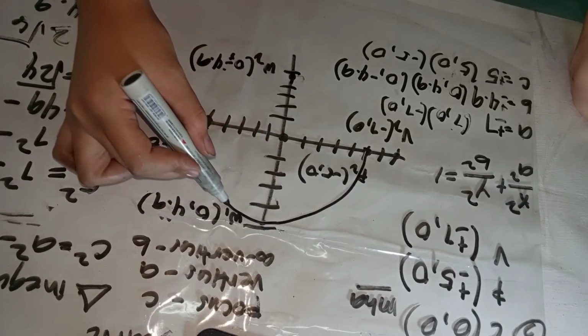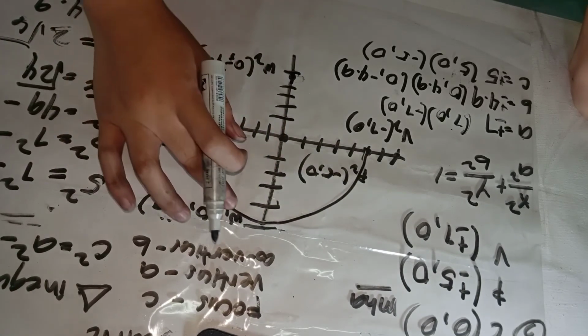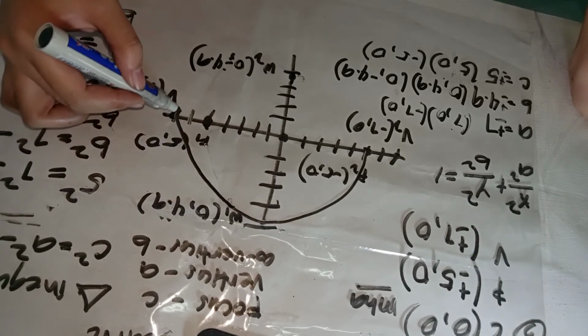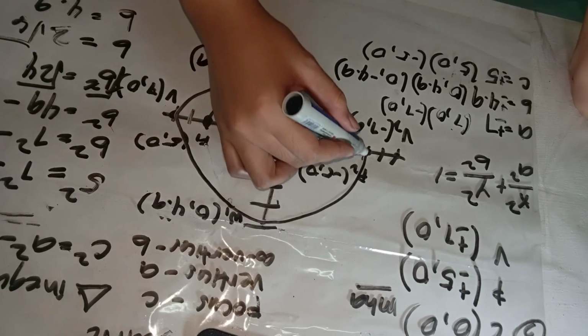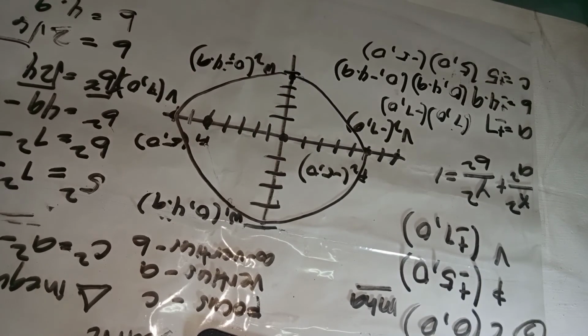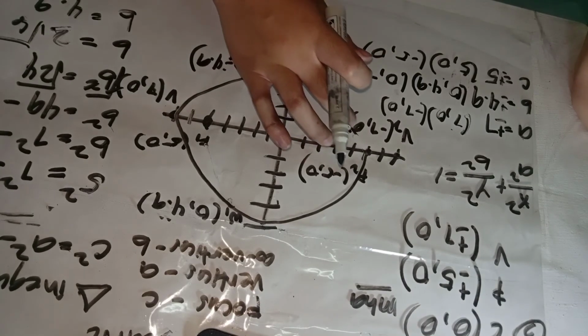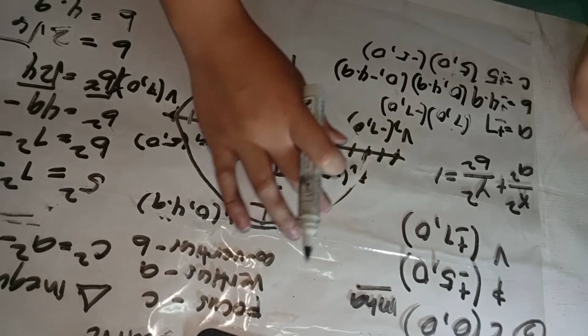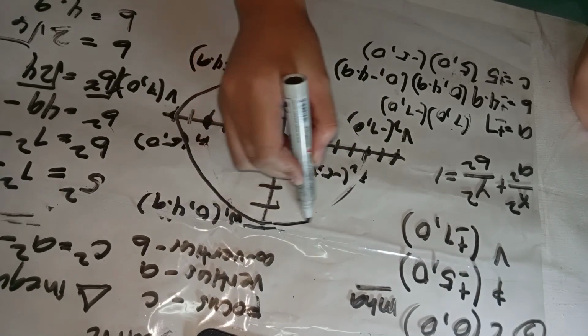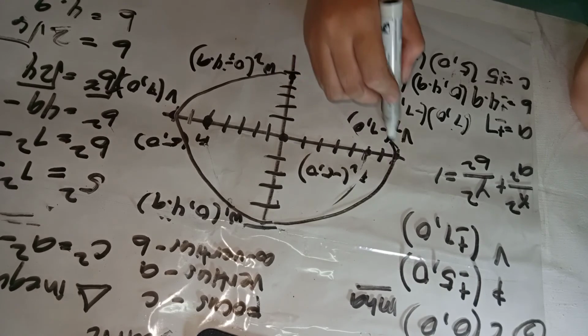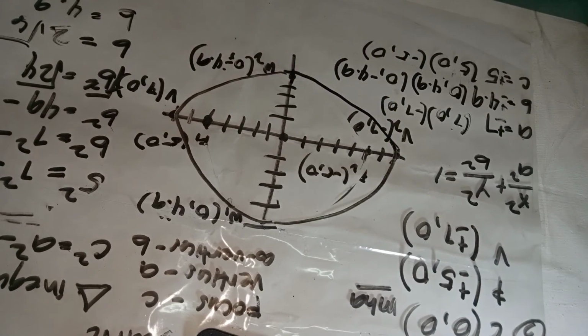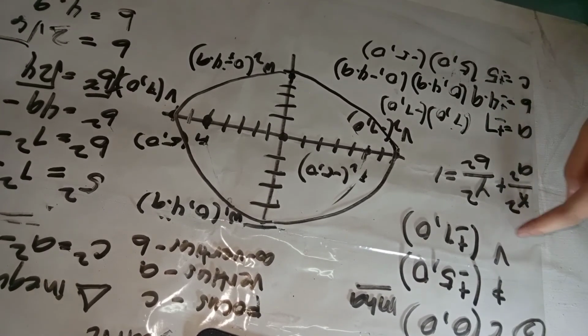So let's look at this one. Now let's graph. Sorry. Focus pala yung natin. Ito siya. Kaya pala nagmukhang circle. Ayan. So, yan yung ellipse natin. It is horizontal ellipse.